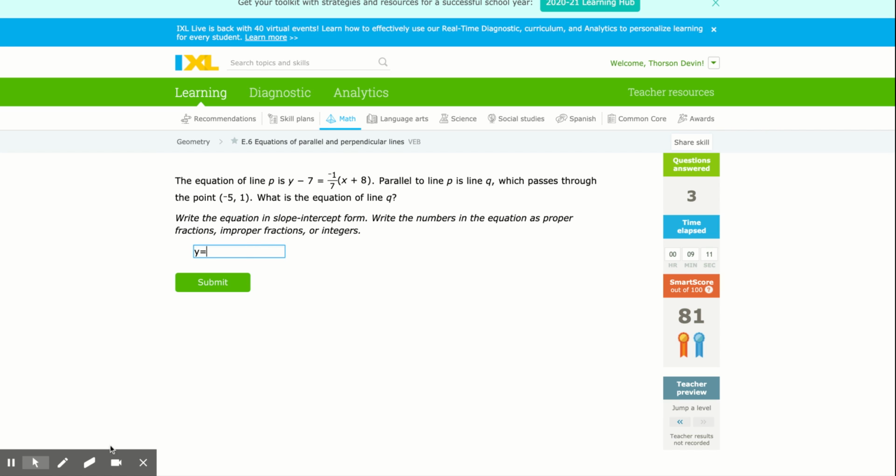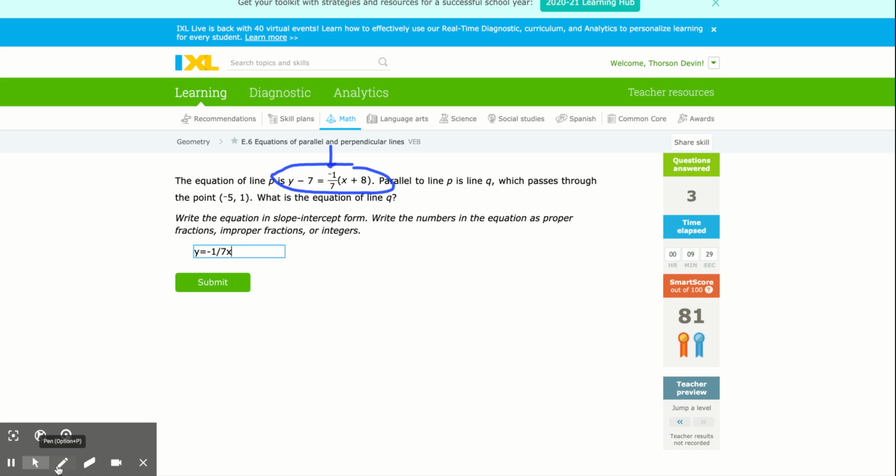Since it's parallel, by the way, this equation here is in what's called point-slope form, and I taught some of you point-slope form, but right here, that is still the slope. If I want to be parallel, I'm going to keep that slope. So I'm going to do a -1 over 7, because the slope is the same, times x.